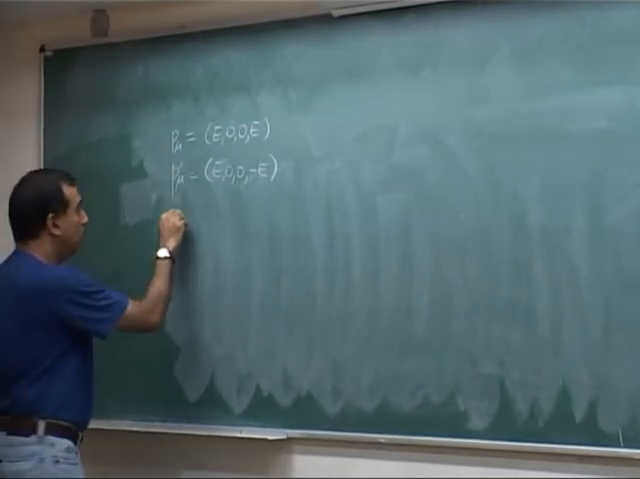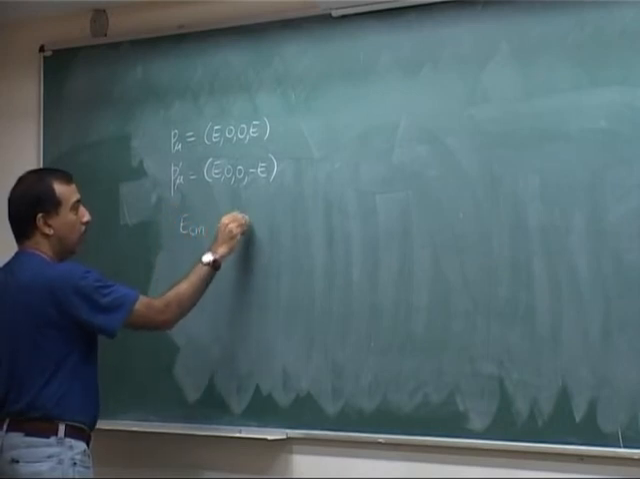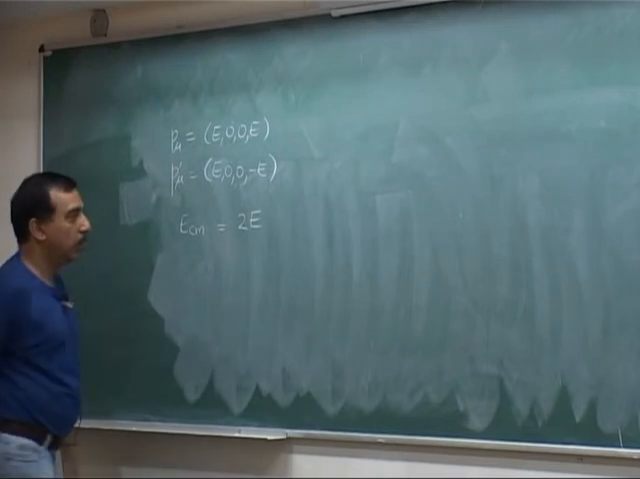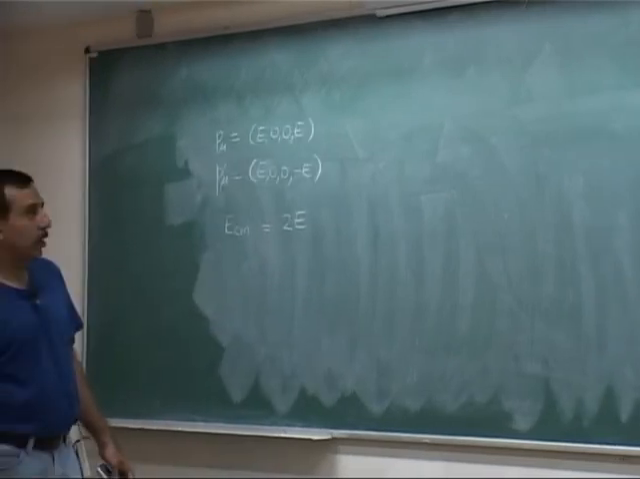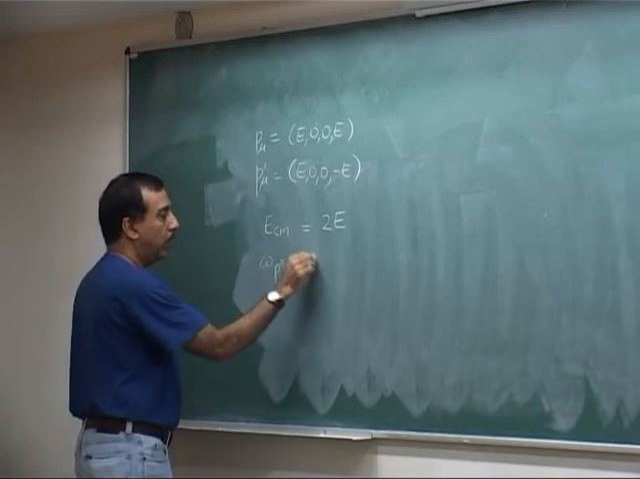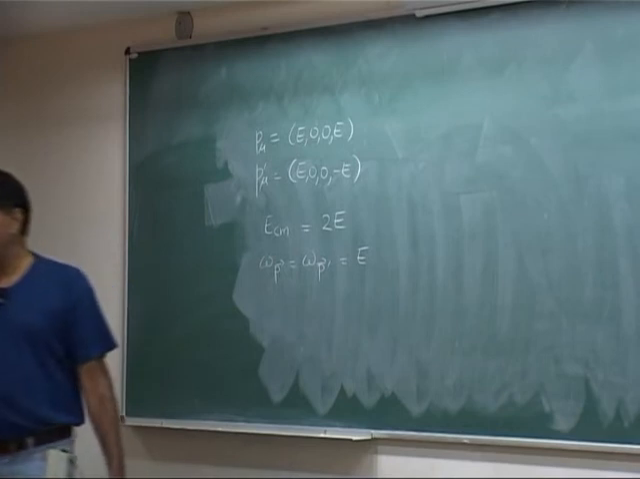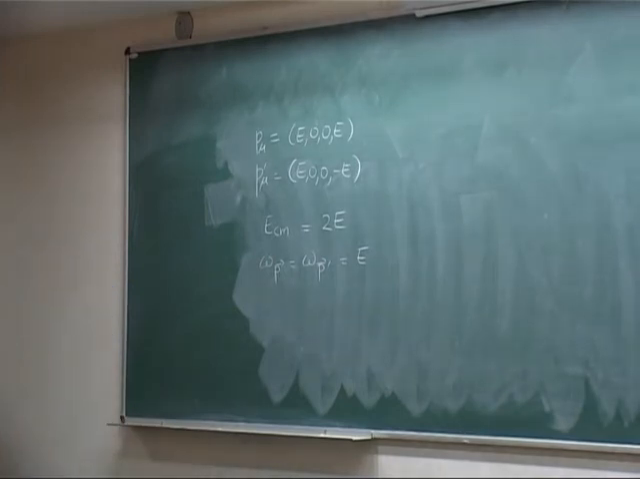And we also learn that E center of mass is 2 capital E. We also learn that omega P that appeared in our formula and omega P prime are all equal to E. Pretty much everything in this expression finally will reduce in terms of E.